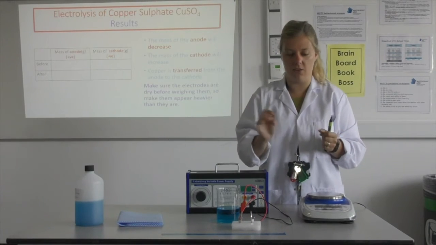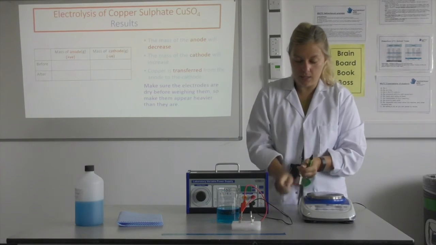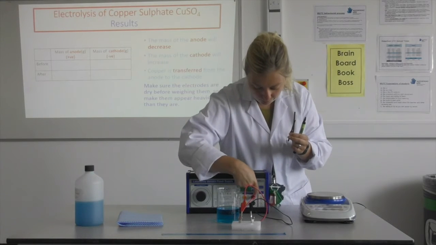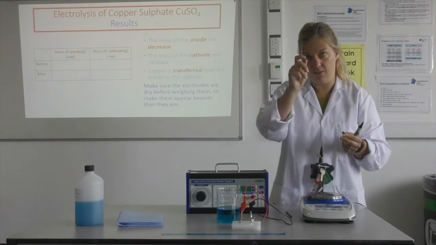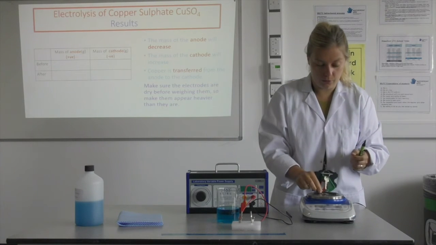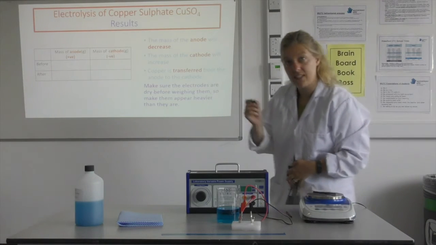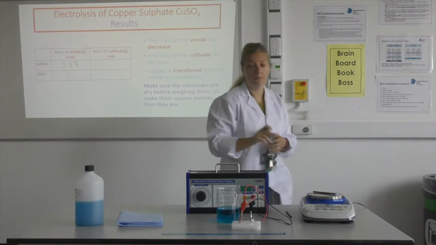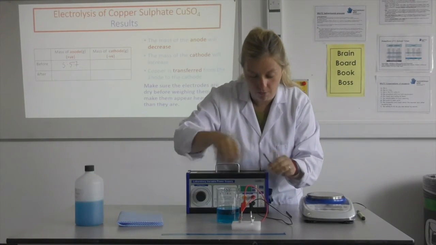We're going to measure the mass of our electrodes. So let's start with our positively charged anode first. It doesn't matter which one you use for this. It just depends on which part of the power supply you connect it to. Okay, so I'm going to take the first electrode, measure the mass, and it's 3.57. That's the mass before, and we need to make sure that this one is connected to the positive part of our power pack.